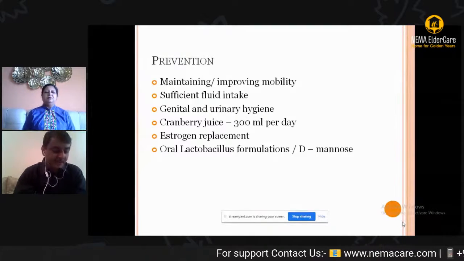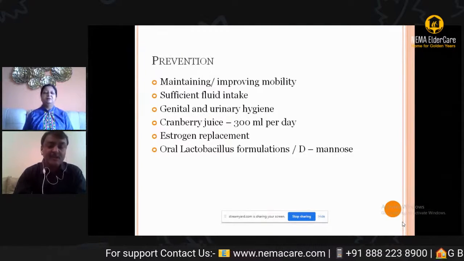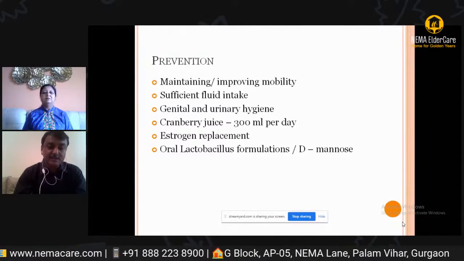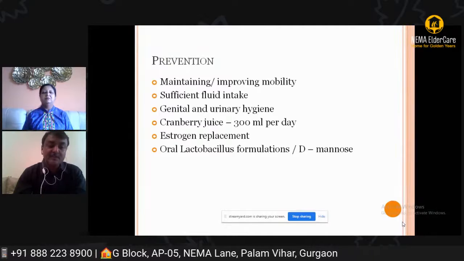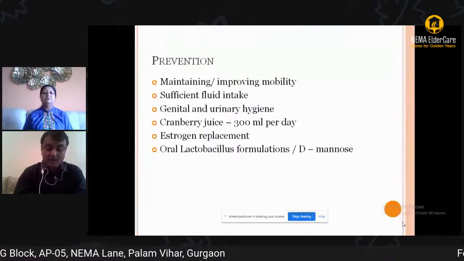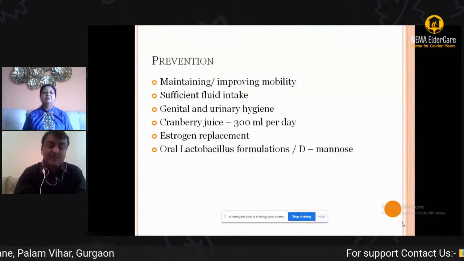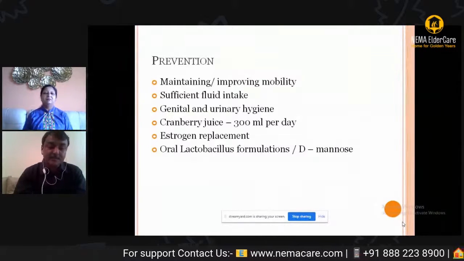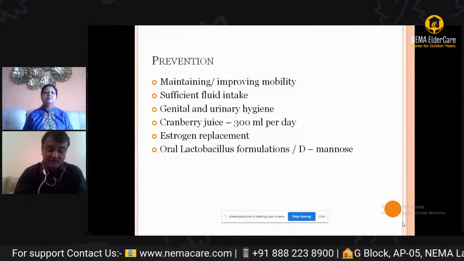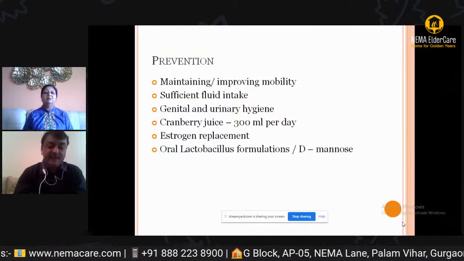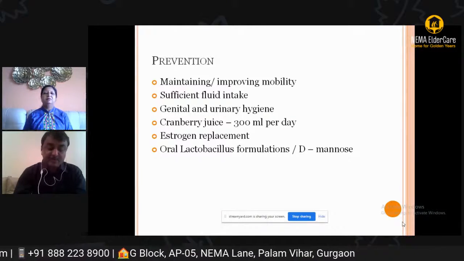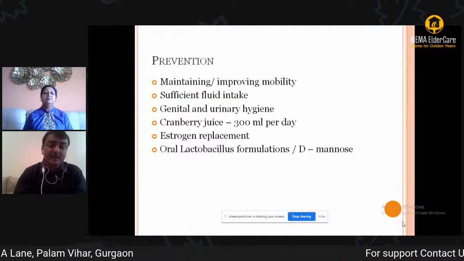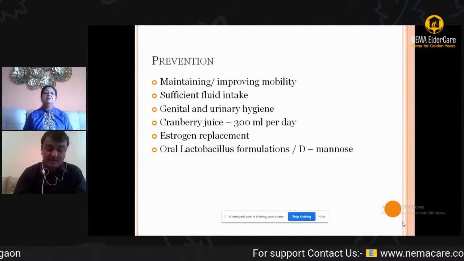It goes without saying that good genital and urinary hygiene is of prime importance in the prevention of urinary tract infection. Prevention of constipation has also been shown to reduce the incidence of urinary tract infections in the population. Now, coming to certain drugs, many drugs have been tried, but the final word is still yet to be out as to what is the best therapy to prevent urinary tract infection.